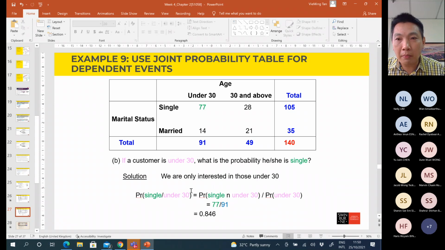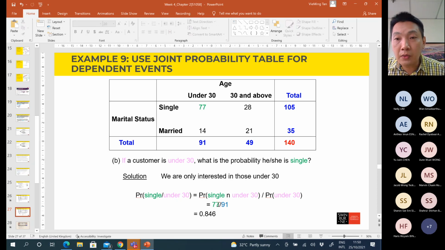Now we want to solve the numerator first. The numerator is single and under 30. We know that single and under 30 is 77 people, so we substitute 77 into the numerator. How about the denominator? Probability under 30. Under 30 altogether we have 91. If we don't consider the others, and only consider under 30, we have 91 of them. So substitute 91 here.